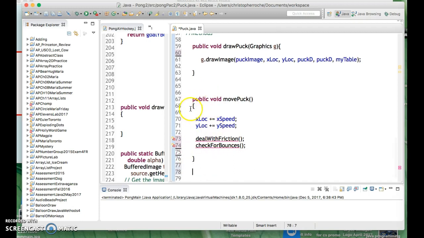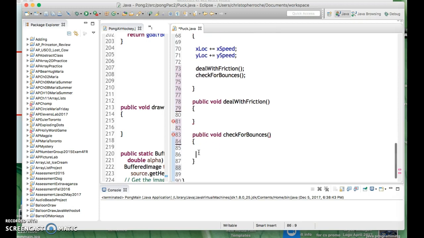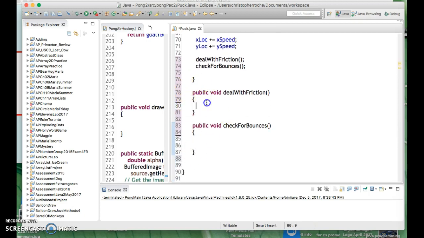Okay, and so in that, right below move puck, inside puck, we are going to make two methods. We're going to say public void deal with friction, like that. And see how the air goes way up above. I'm going to say public void check for bounces. Okay. Deal with friction, let's deal with this tomorrow.